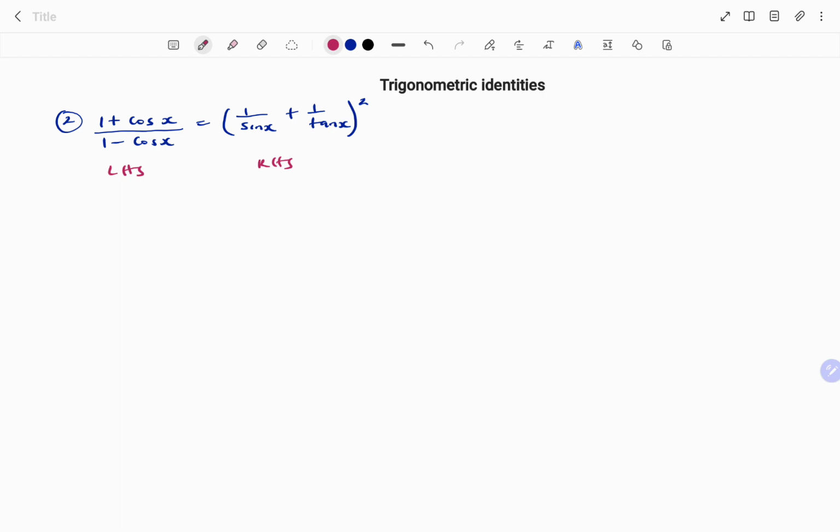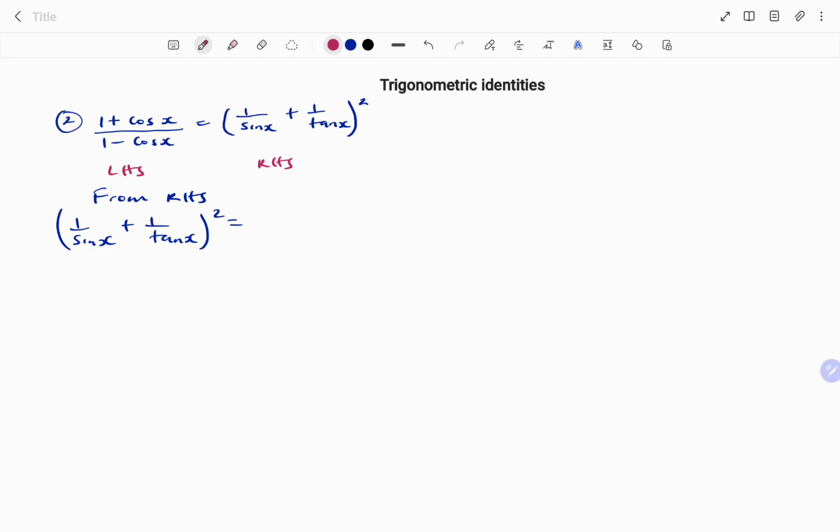Like we did in the last example, we're going to prove from the more complex side. And in this example, our right-hand side is the more complex side. So we're going to simplify the right-hand side and see if we'll be able to get the left-hand side. So proving from our right-hand side, we have (1 over sine x plus 1 over tan x) all squared.